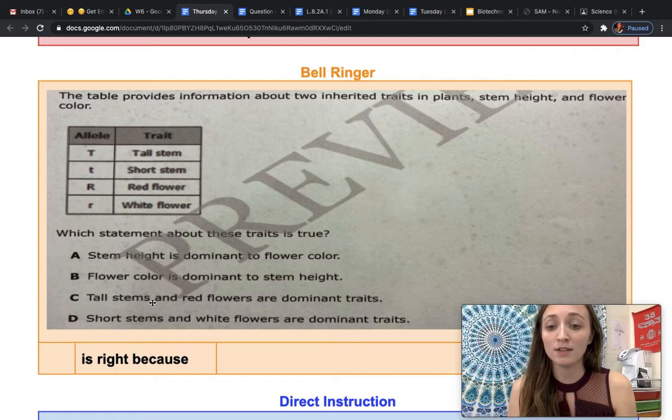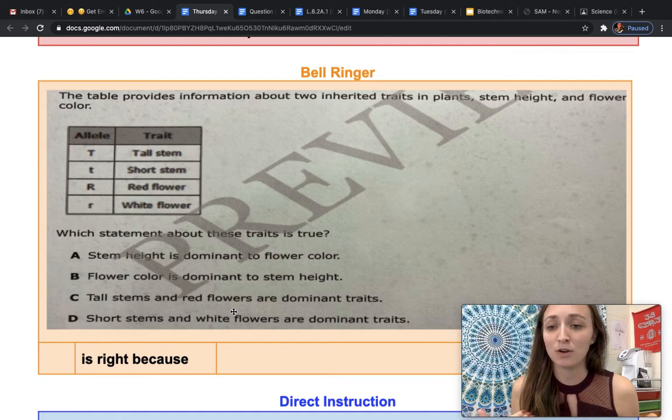C says that tall stems and red flowers are the dominant trait. Let's take a look at this one. Tall stems, if we look up here, is given the capital letter for the allele. And we remember that we use a capital letter to represent the dominant trait. So if the tall stem has a capital T, we know that's dominant, so that part's good. Let's check on the red flowers, because it says red flowers are also dominant. If we look up at the table, it says red flower and there's a capital R. So red flower is also dominant. So C is going to be correct in this case.